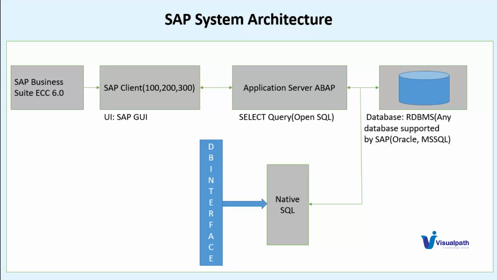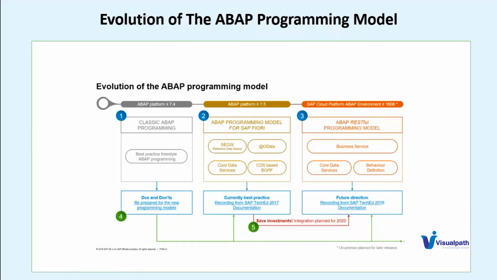Whatever web code we used to write on the application layer, right? And then we used to communicate with the database layer, maybe SAP database or Oracle, MS SQL, and sometimes we used to have some interfaces. For that, we used to write native SQLs, right? Sometimes RFC also to get the data from other systems. So that is about SAP system architecture, and this is the evolution of the ABAP programming model.